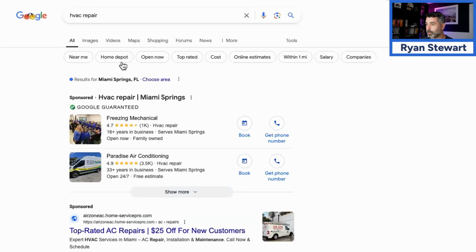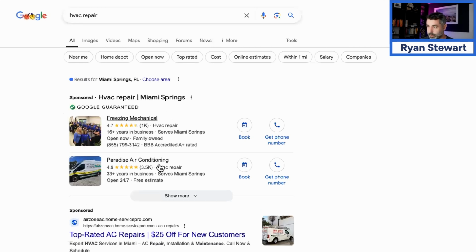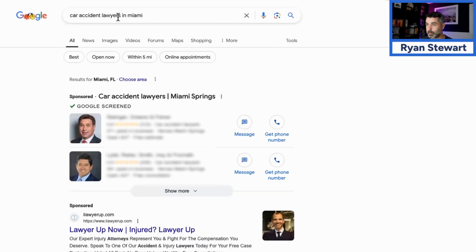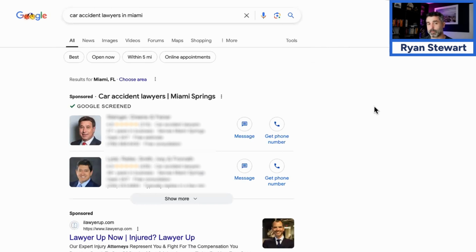So I've got a couple of sample queries here. HVAC repair, right? We see the Google guarantee, the sponsored. These are LSAs right here. They always, always, always show up at the top. Here's car accident lawyers in Miami. Again, they show up at the very, very top of the SERPs.